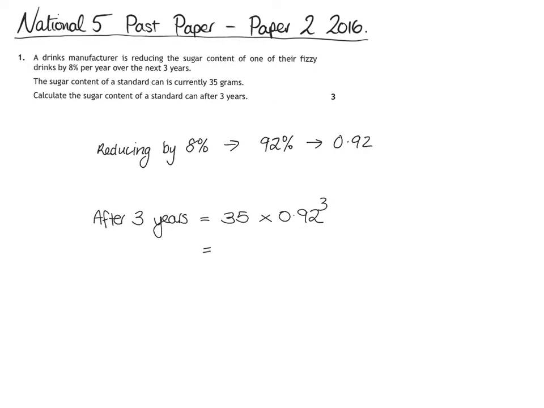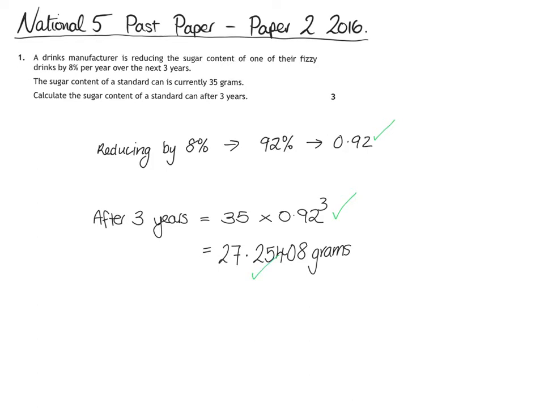So we then put that into our calculators and we get 27.25408 grams. You can round that if you want, or you can just leave it as the given decimal with all those decimal places there. So this question is worth 3 marks. You get 1 mark for the 0.92. You get 1 mark for the 35 times 0.92 to the power of 3, or if you've done it in 3 steps, that will also work, and then your final answer is your 3rd mark for this question.